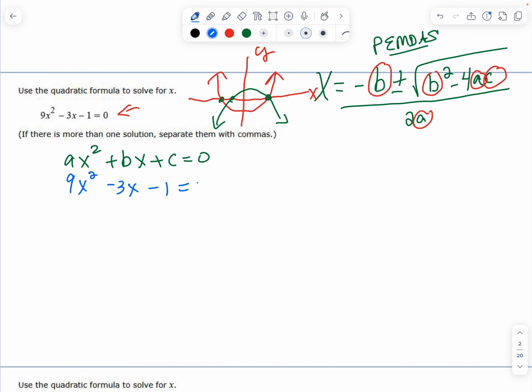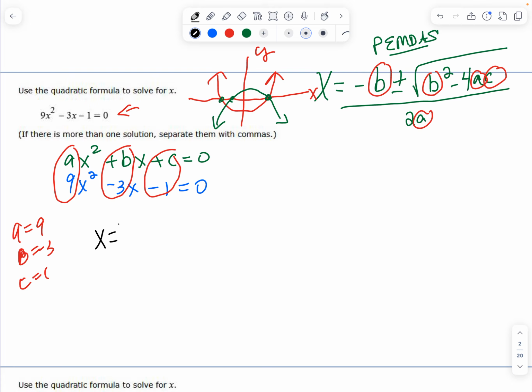And then you can kind of see that your a value is 9, your b value is negative 3, and your c value is negative 1. So we're going to pop these into the quadratic formula.